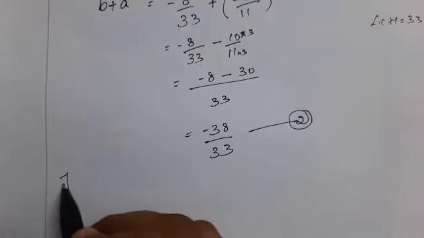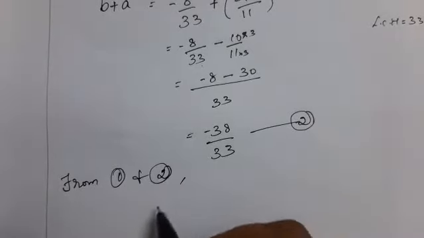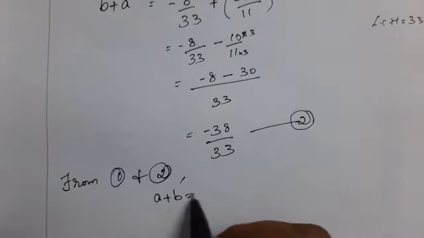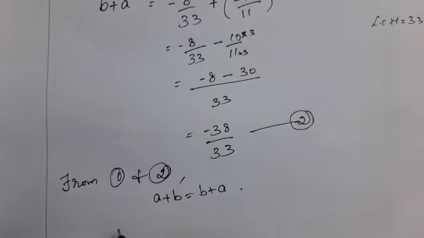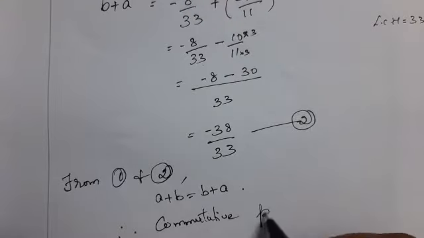Now see the equation first, that is the left side. Both are equal. Therefore, from 1 and 2 we get a plus b is equal to b plus a. Therefore, commutative property for addition is verified.